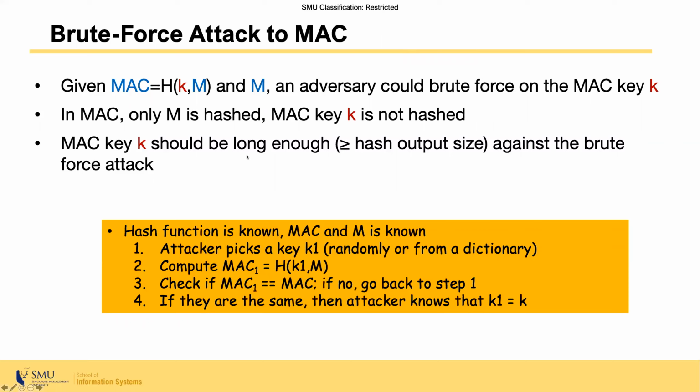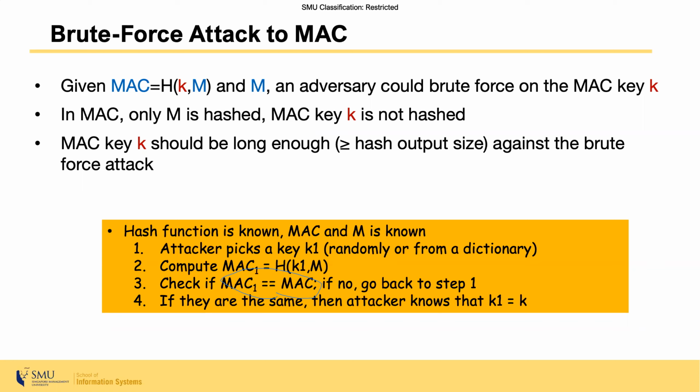Brute forcing attack means that the attacker can simply try to find randomly likely possible keys and then use it to compute a MAC value and then compare against the MAC that he intercepts and then see if they match. And he can do this repeatedly until he finds a match between the computed MAC versus the MAC that he received. And then in that case, he will know that he found the correct key, correct MAC key, which is supposed to be shared only between Alice and Bob. And that attack is known as brute forcing attack.